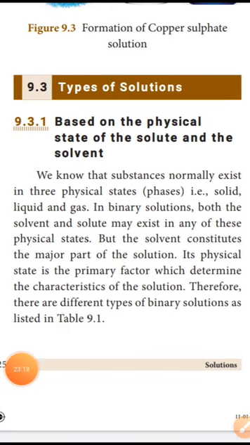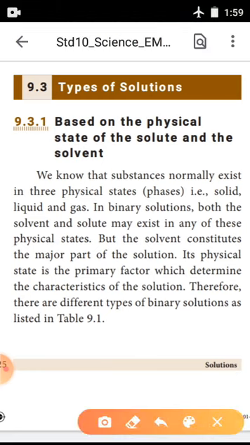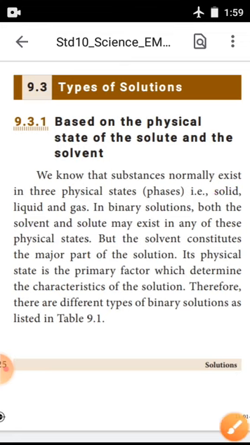See the paragraph. Types of solutions based on physical state of solute and the solvent. Okay, already you know very well the substance may exist in three types of matter. One is solid, another one is liquid, another one is gas. Solid, liquid, gaseous matter we know very well.